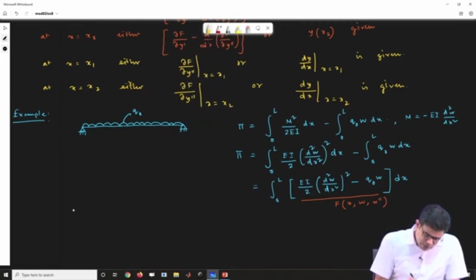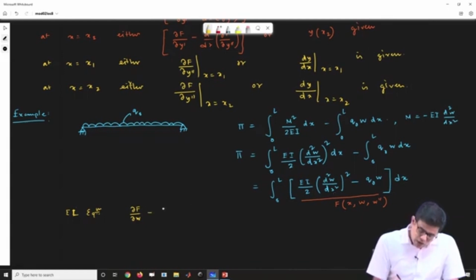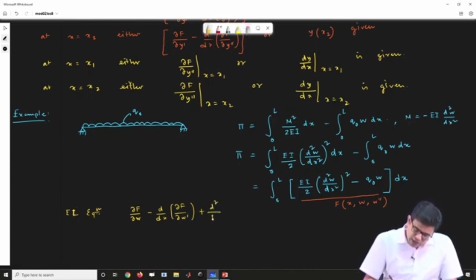Now if I find out my Euler-Lagrange equation from this, what will it be? First let us see the form of the Euler-Lagrange equation. It is ∂f/∂w, because w is the variable, minus d/dx of ∂f/∂w prime, plus d²/dx² of ∂f/∂w double prime. So this is my Euler-Lagrange equation.